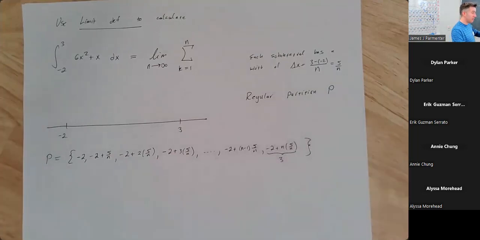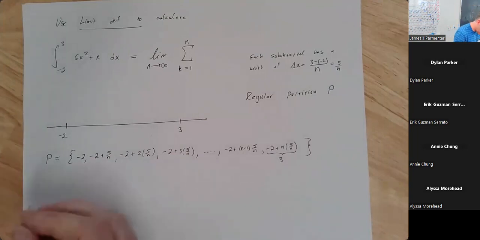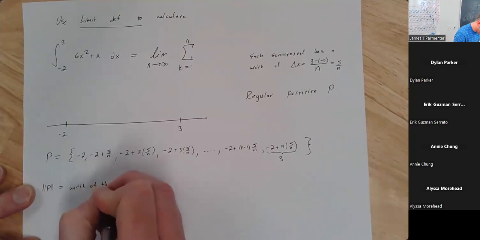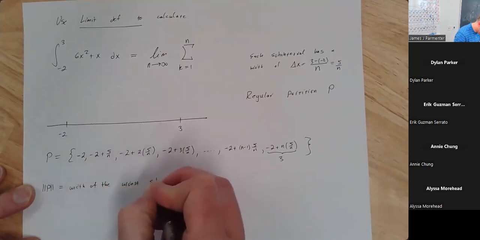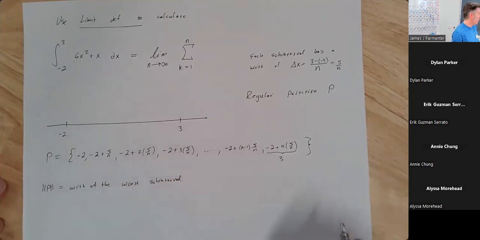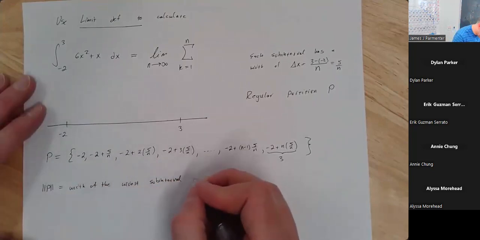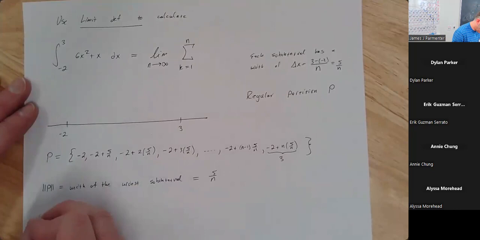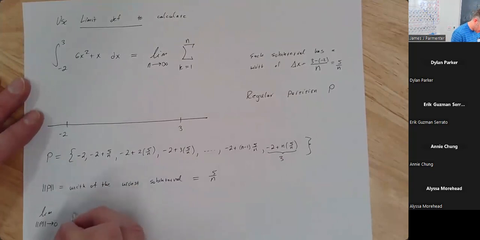So the partition is literally the set of all the points that breaks this interval up into however many pieces, in this case, n pieces. And the norm of the partition is just the width of the widest subinterval. In this case, they're all the same width, so that's just going to be 5 over n. So when we say we want to find the limit as the norm width goes to 0, that's equivalent to saying the limit as n approaches infinity.